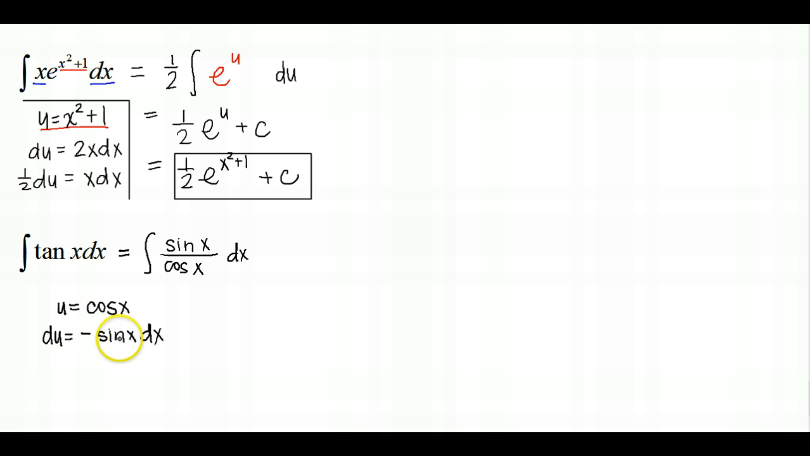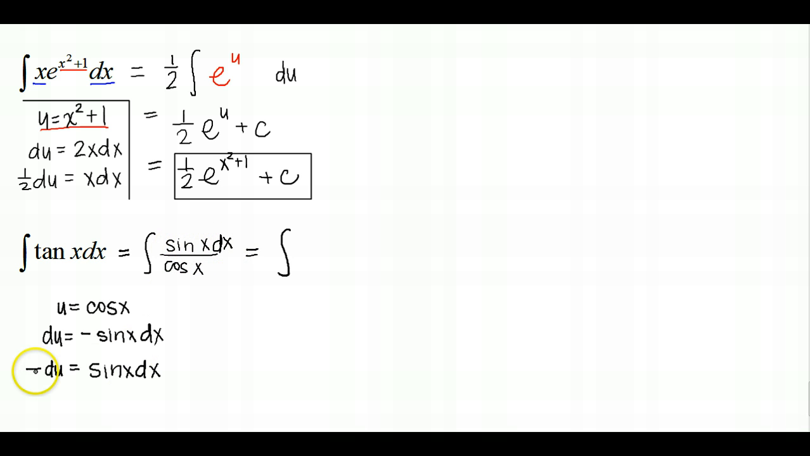So this is pretty close to what I want, except for the negative. I want to be able to replace sine x dx with some modification of du. So let's divide both sides by a negative. Negative du equals sine x dx. Now I can think about this dx being in the numerator. When we write the dx off to the side and in the middle, it's really up here in the numerator.